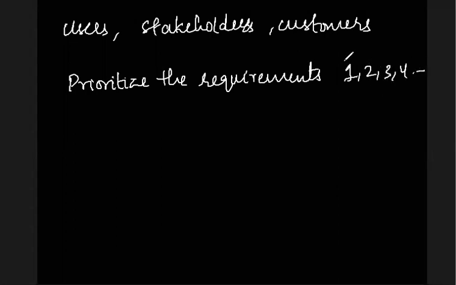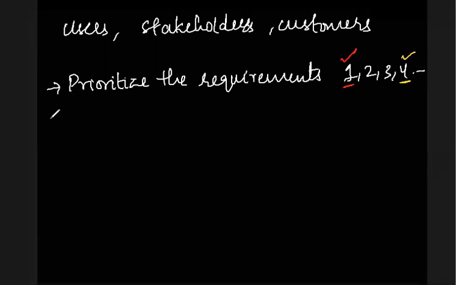The specific requirement that has the highest priority needs to be present within the software by all means. The ones given the least priority are those where it is fine if they are present, and it is fine if they are not present also. So that is prioritizing the requirements.